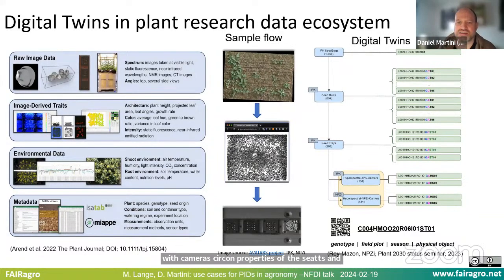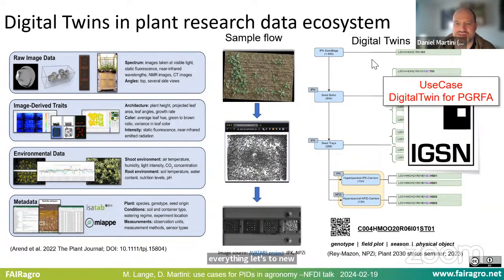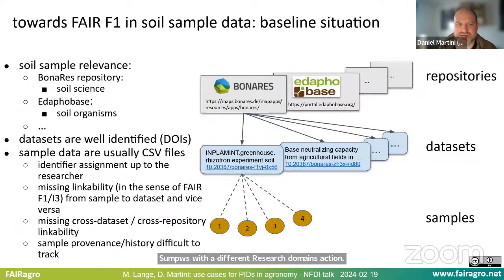So next image, please. And the idea that we want to use within the use case, there is already some kind of international standard around this. That's the International Generic Sample Number. It originally comes from the geosciences, but its use case is providing a persistent identifier for individual samples within different research domains. So the next slide, please.